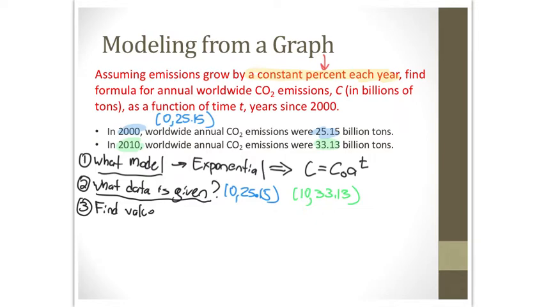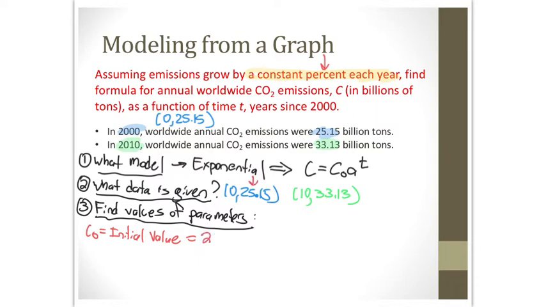we need to find the values of the parameters in this model. And the way that we do this might change based on the information that we're given. But here we can see that C0 is the initial value of CO2 emissions when T is equal to 0. And again, we're told that that is 25.15. So we know that C0 is 25.15. So let's fill that in our model.